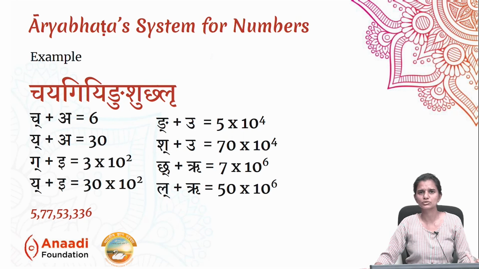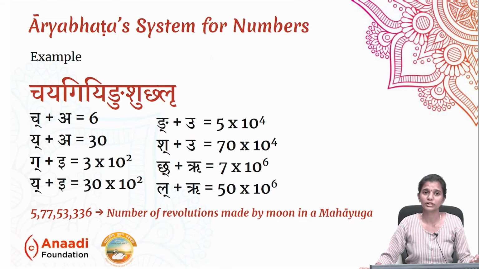What is the significance of this number? Why did Aryabhata give this number? So, he has estimated the number of revolutions made by the moon in the Mahayuga to be this value. Interesting, isn't it?